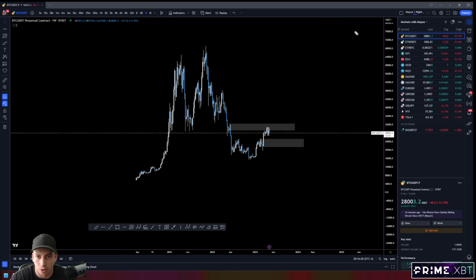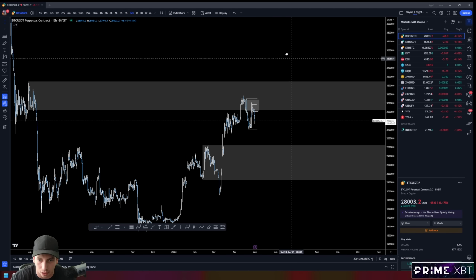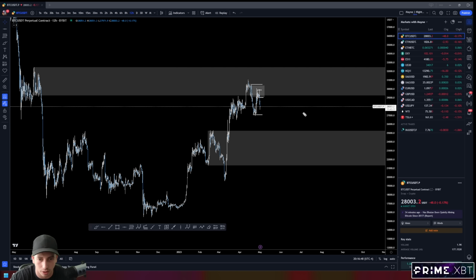I don't know. Trying to determine if this is the macro top or not is difficult. There's evidence in each direction. I personally think buying up here is silly. I don't think you need to buy up here. Even if this isn't the macro top, and we're going to make another leg higher, I think buying lower just makes sense.